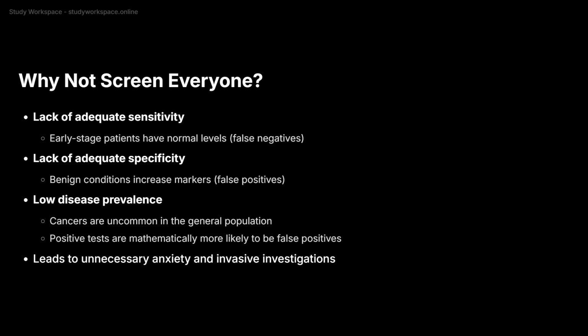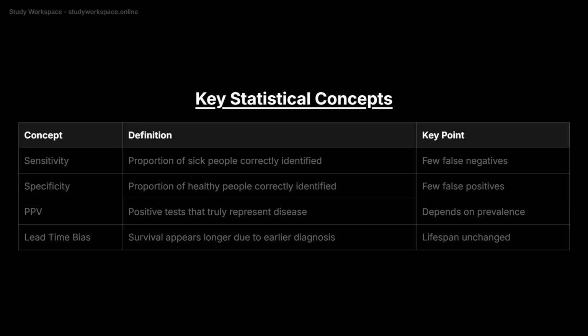On the other hand, many benign conditions can also increase these markers, producing false positive results that lead to unnecessary anxiety and further investigations. Another important concept is disease prevalence. In the general population, most cancers are relatively uncommon. As a result, even a positive test is more likely to represent a false positive than a true diagnosis. For these reasons, tumor marker screening is generally reserved for carefully selected high-risk groups, where evidence shows that early detection improves patient outcomes. Finally, let's review several important statistical concepts that frequently appear in examinations.